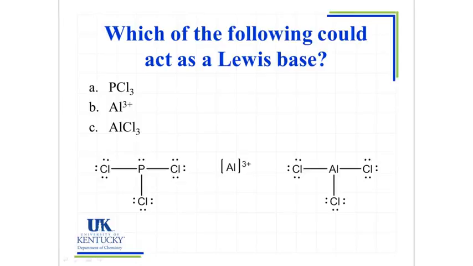Let's look at an example. Which of the following could act as a Lewis base? Remember that Lewis bases are electron pair donors. For this question, we need to look at the Lewis structures, and what we see is that PCl3 has this non-bonding pair of electrons. If I look at aluminum, note that I have no non-bonding electrons. It has nothing to contribute, so it only can act as a Lewis acid, as an electron pair acceptor.